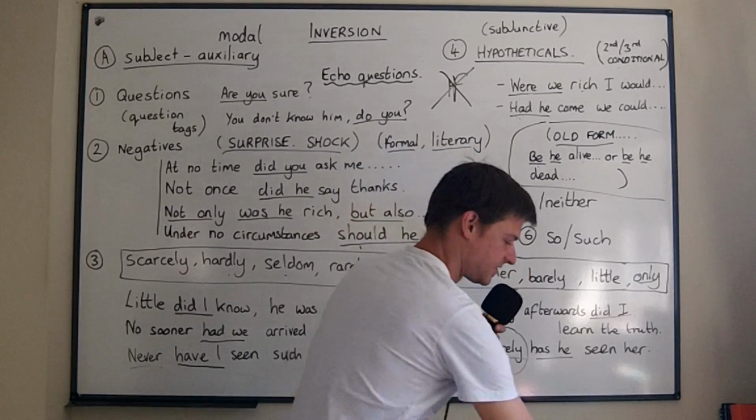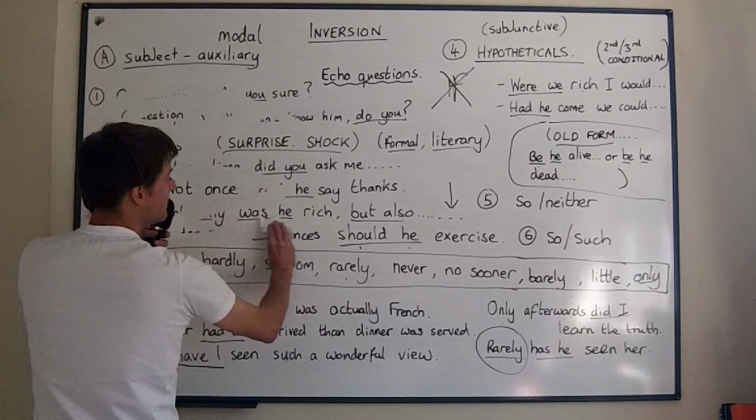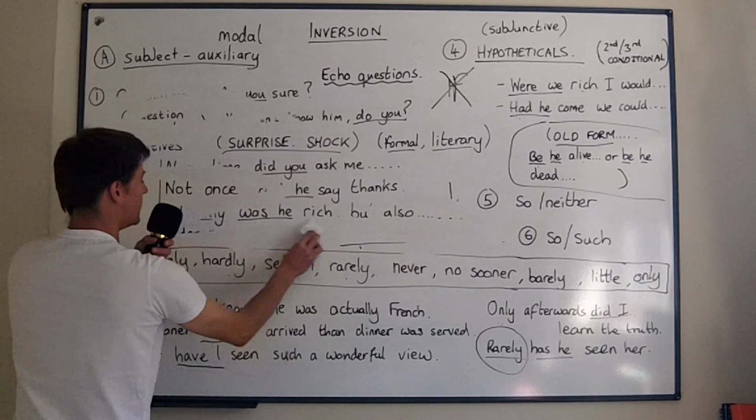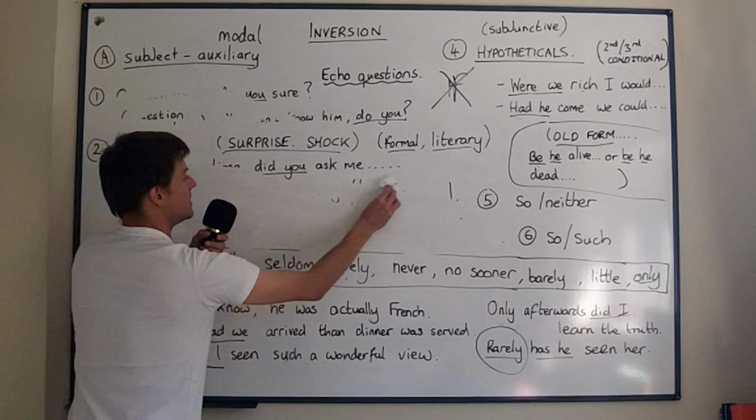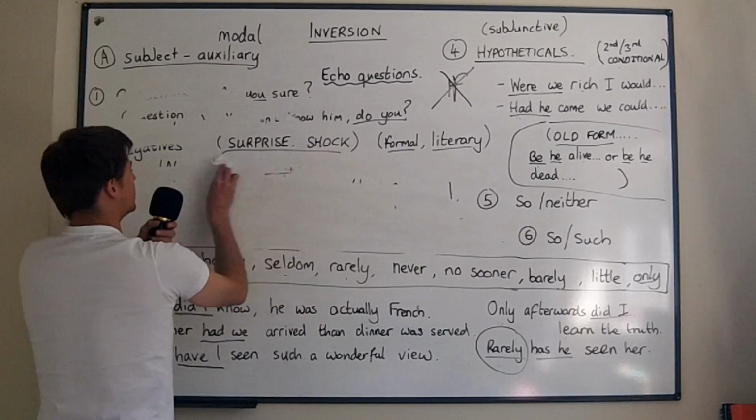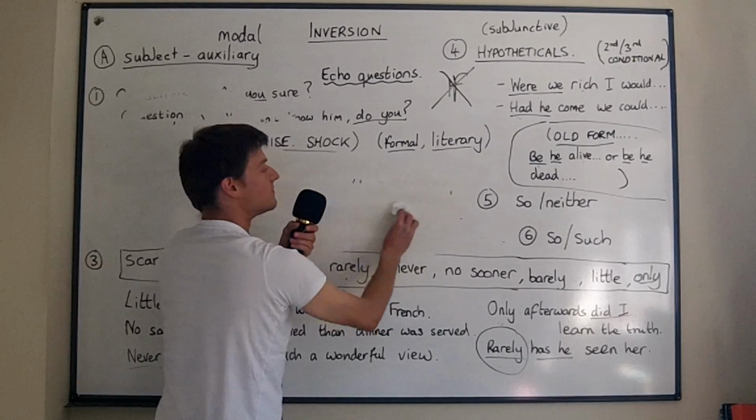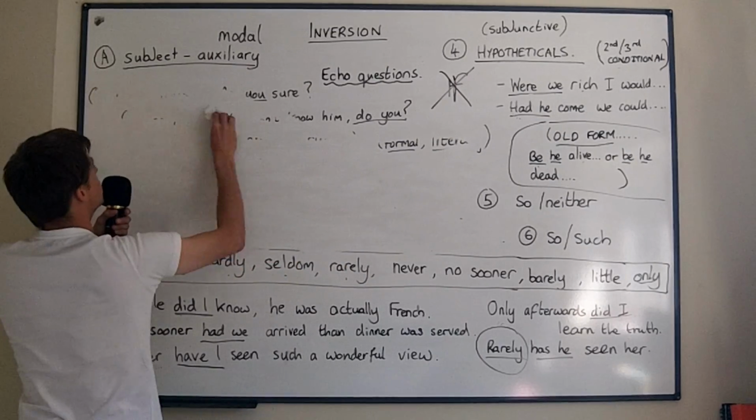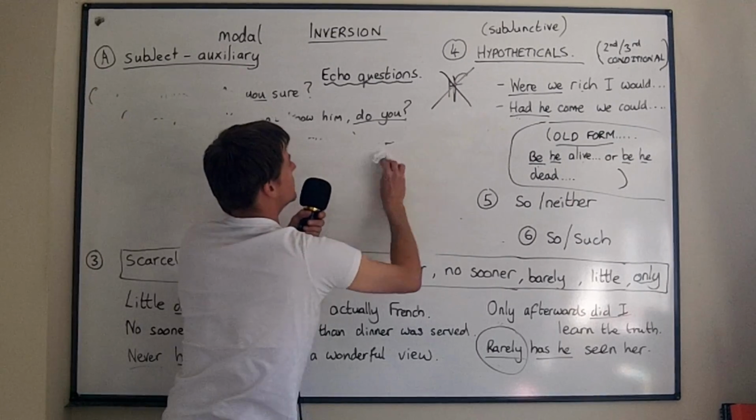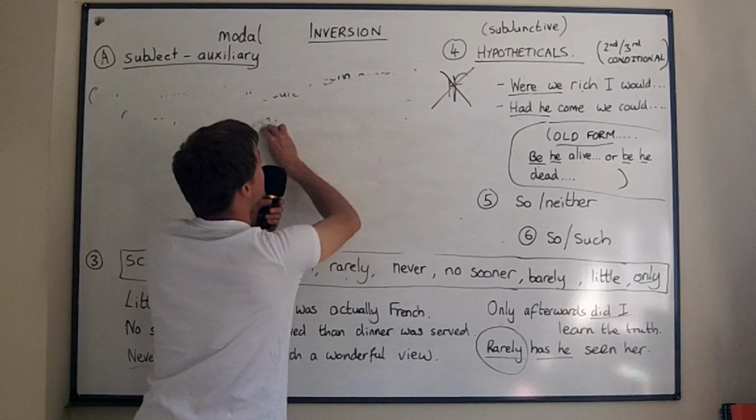Okay, 5 and 6. I don't have much space left, so I'm going to rub out some space over here. 5 and 6, so and neither. When you want to agree or disagree with somebody, somebody says something like, I love fish and chips, and you say, do you? So you invert your echo question, do you? And then you say, so do I. And so you don't say, so I do, like some of my students do. You say, so do I.